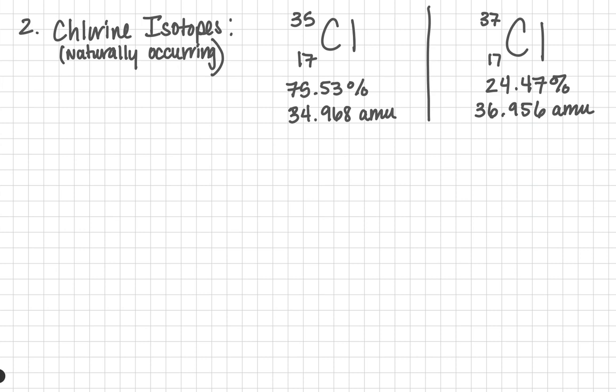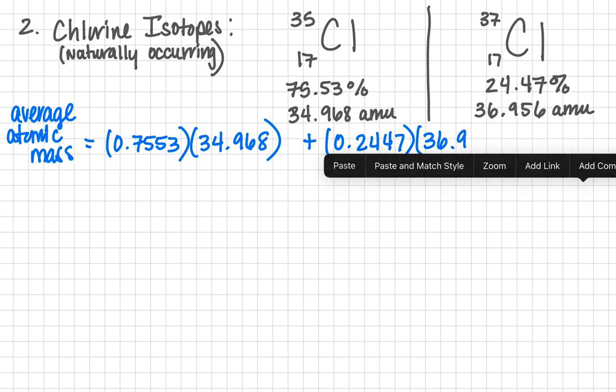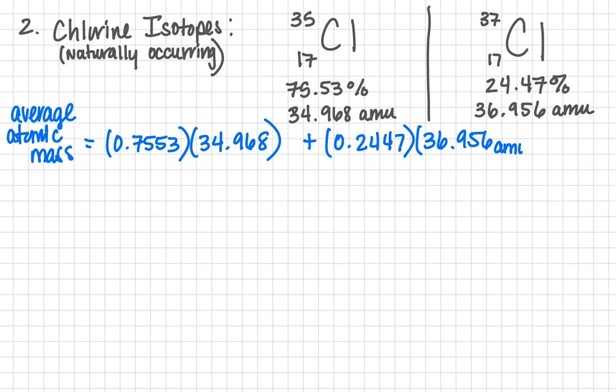So let's do the math. Write out the name, average atomic mass. It's going to be equal to 0.7553 times 34.968 plus 0.2447 times 36.956. And I'm going to put AMU because it's always best when we have units to put it in there.